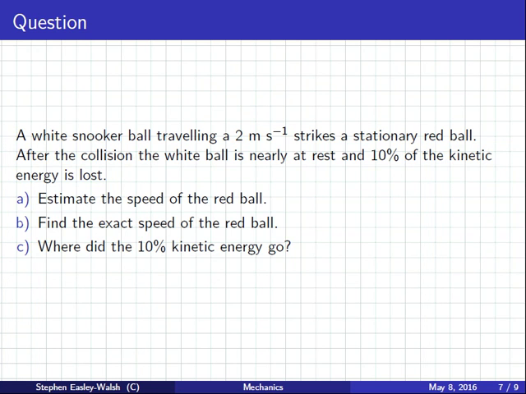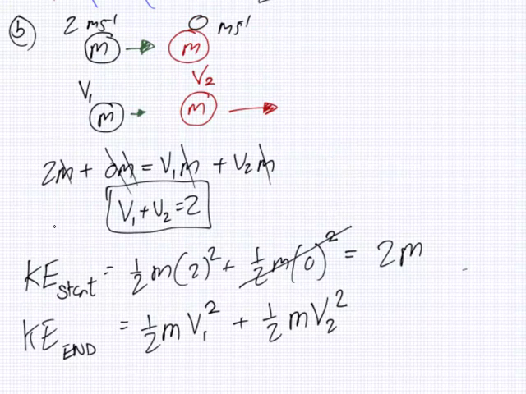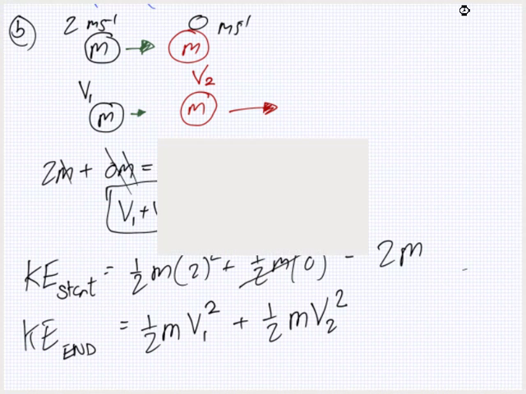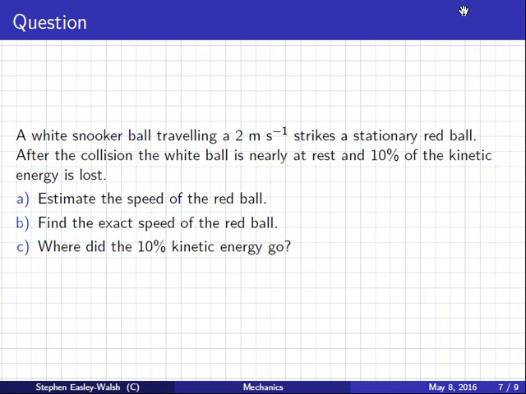What I want everybody to do is write some formula with KE start and KE end that shows the relationship is 10%. In other words, I want to see what you can make from this statement: 10% of the kinetic energy is lost. I want to see how you can make that an equation. Write it down. I want to see what you write.